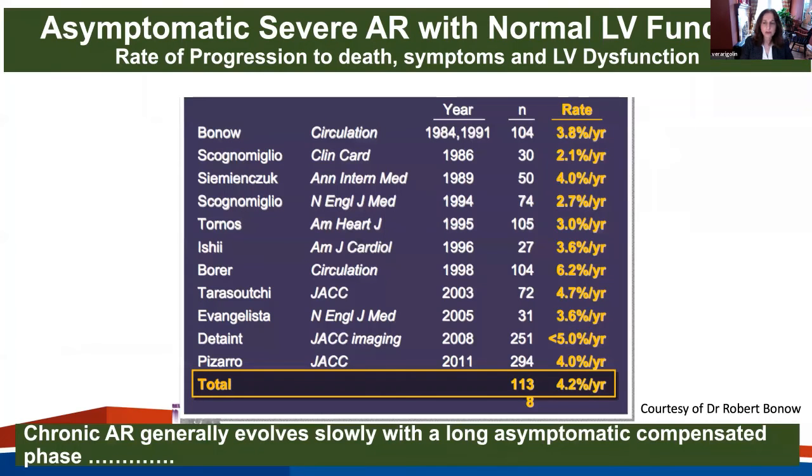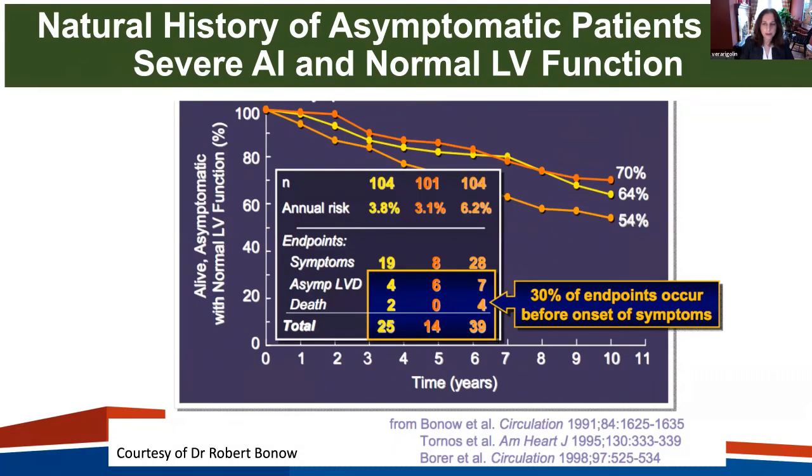From a clinical perspective, why is all this important? Well, we know from historical data and looking at natural history studies of patients with asymptomatic severe AR with normal LV function, that the rate of progression to death, symptoms and LV dysfunction is about, on average, 4.2% per year. What this means is that chronic aortic regurgitation generally evolves slowly with a very long asymptomatic compensated phase. However, we don't know when patients are going to become symptomatic and what kind of clinical picture they're going to have, so we need to follow them carefully.